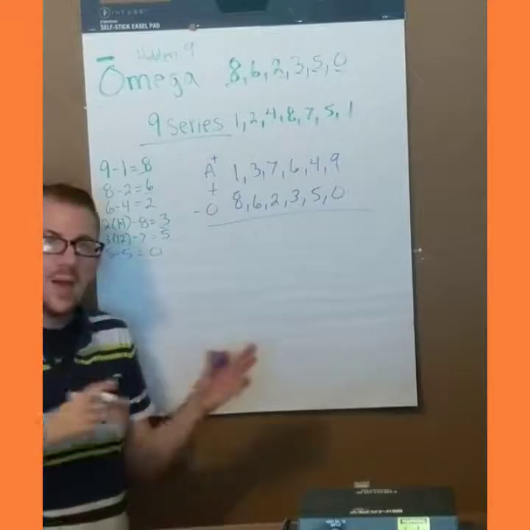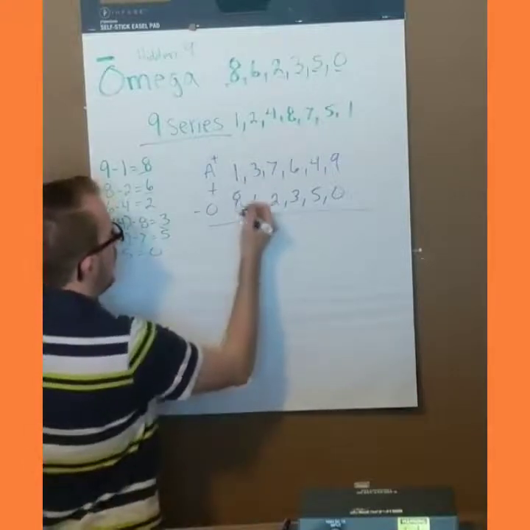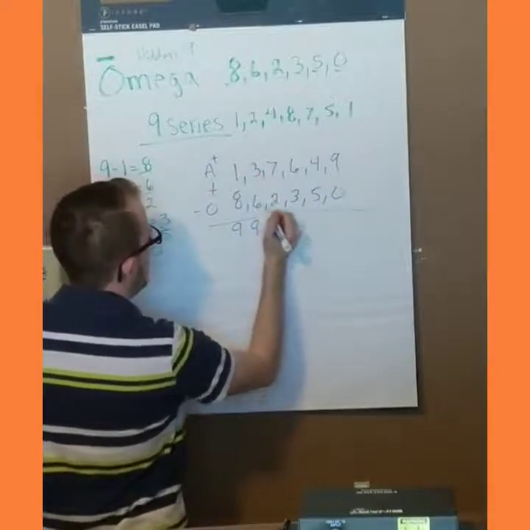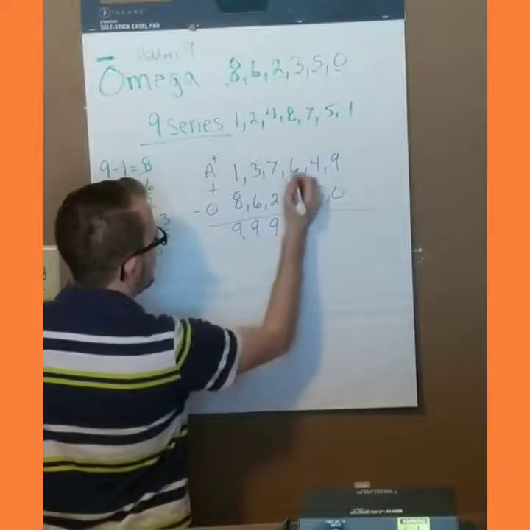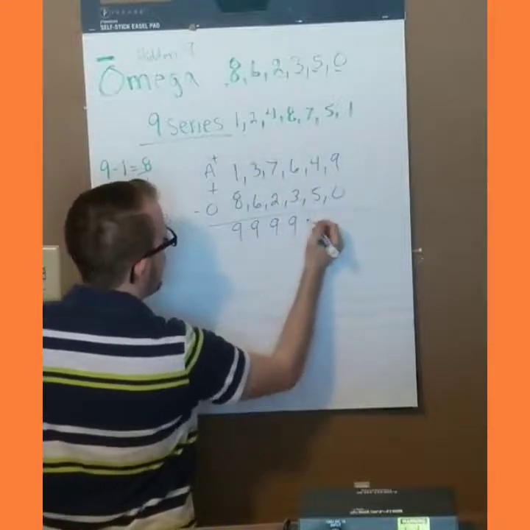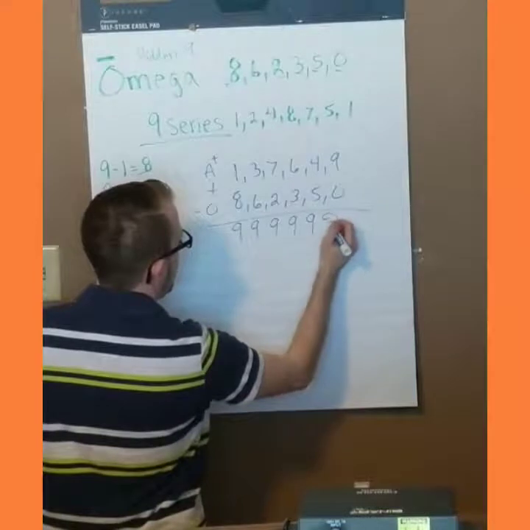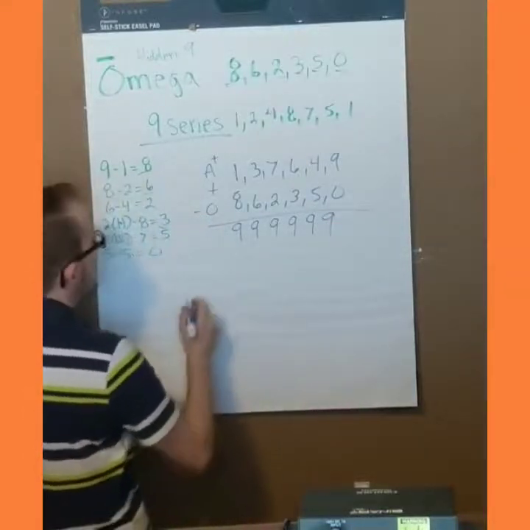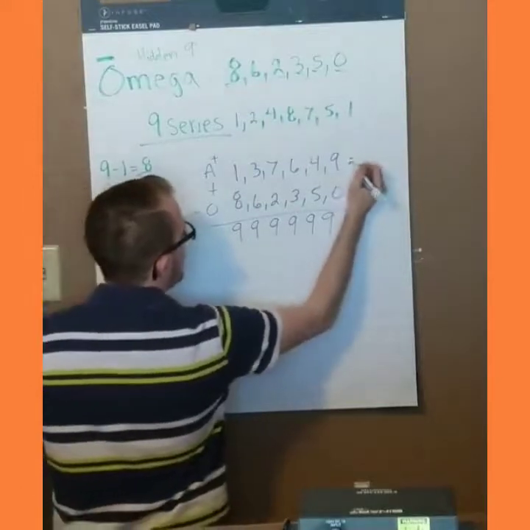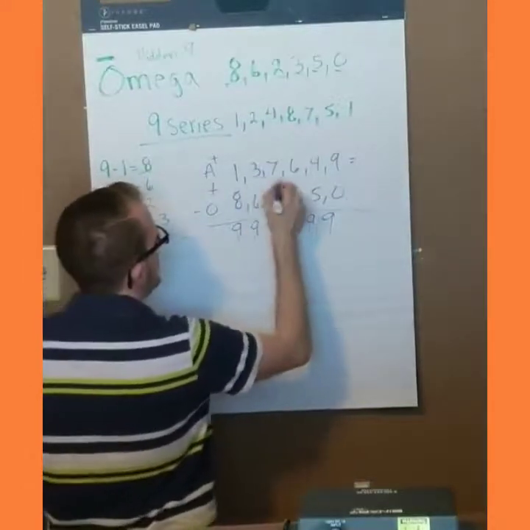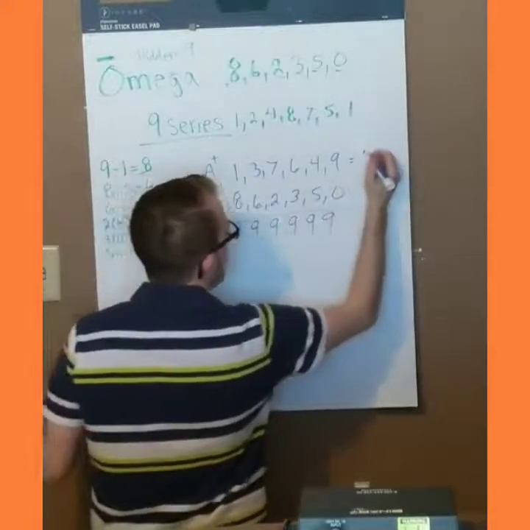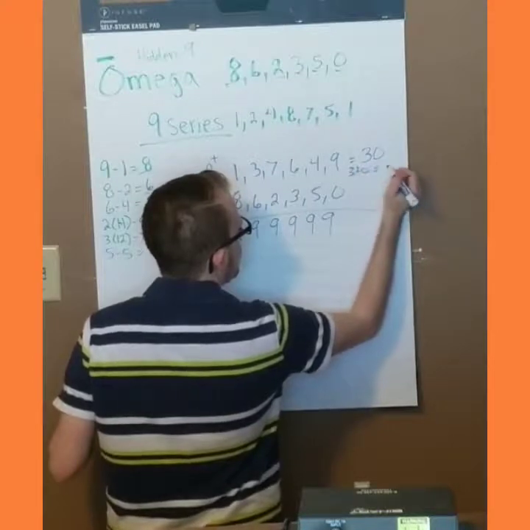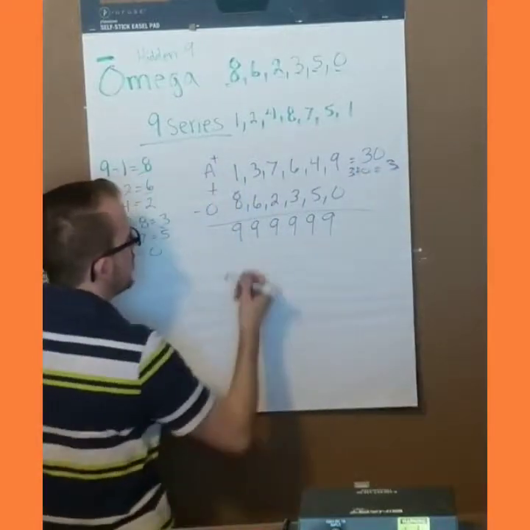Now, when you add these up, 1 and 8, 9. 3 and 6, 9. 7 and 2, 9. 6 and 3, 9. 4 and 5, 9. 9 and 0, 9. And if you're not impressed yet, just wait. Okay? So, we're also going to add these up. It ends up being, let's see here, 10, 20, 30. Okay, and as we know, Casti 9s, we're going to have 3 plus 0 equals 3. Alright, now let's go ahead and add these up. 10.